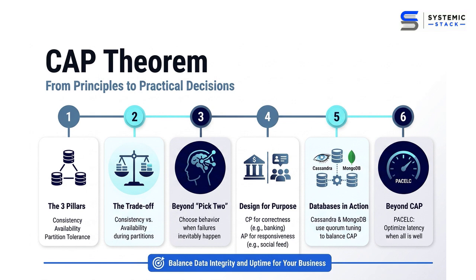Finally, we'll see how databases like Cassandra and MongoDB handle these trade-offs through quorum tuning. And we'll even look beyond CAP to the PACELC theorem to understand performance during normal operations. By the end, you'll have the framework to justify architectural decisions that balance data integrity with system uptime.